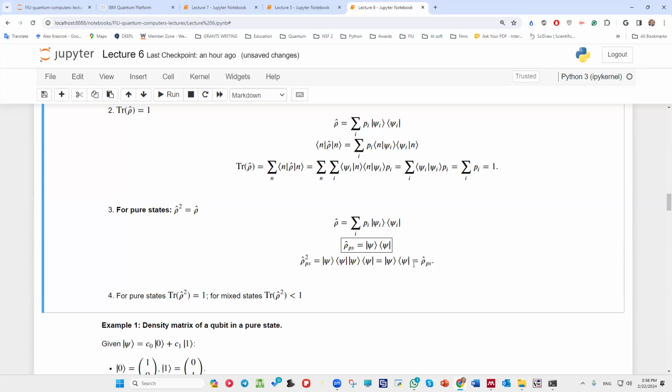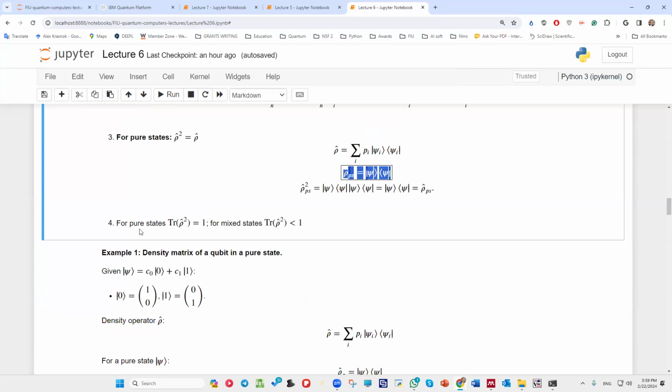And let's say in some problem, one asks you to determine if the given density operator represents a pure state. You just take the square of the density operator, and if the result is the density operator itself, then the system is in a pure state, represented by a density operator like this.